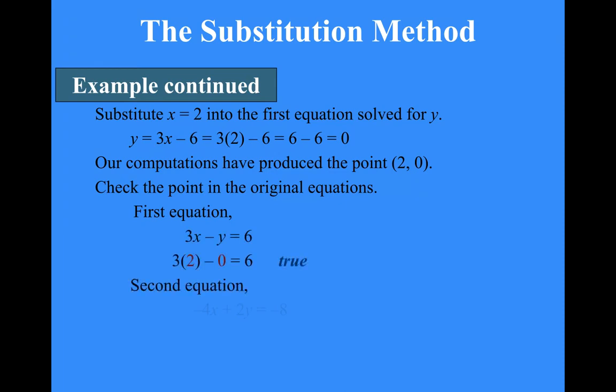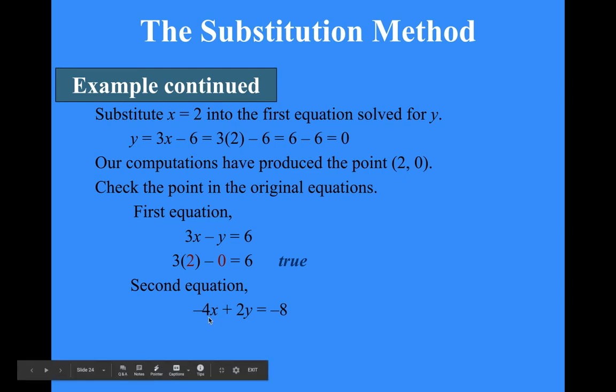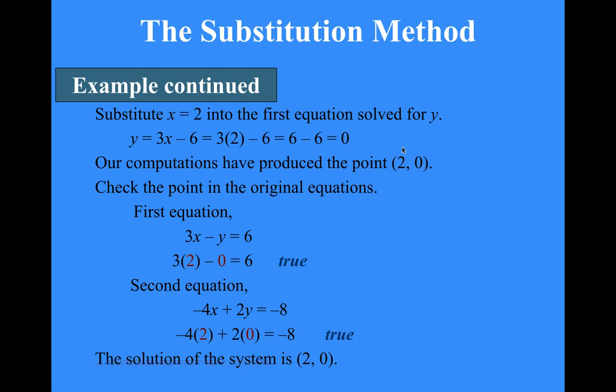The second equation, if I plug it in, I had negative 4 times x plus 2y equals negative 8. Well, if x equals 2, negative 4 times 2 plus 2 times, we think y is 0, so let's plug that in. Negative 4 times 2 gives me negative 8, plus 2 times 0, which is 0. Negative 8 plus 0 equals negative 8. I get a true mathematical statement, which means that this point of 2, 0 has to be my solution. Okay? It works for both equations. It worked for the first one, and it worked for the second one. Okay, so this has to be the one point that they intersect at.